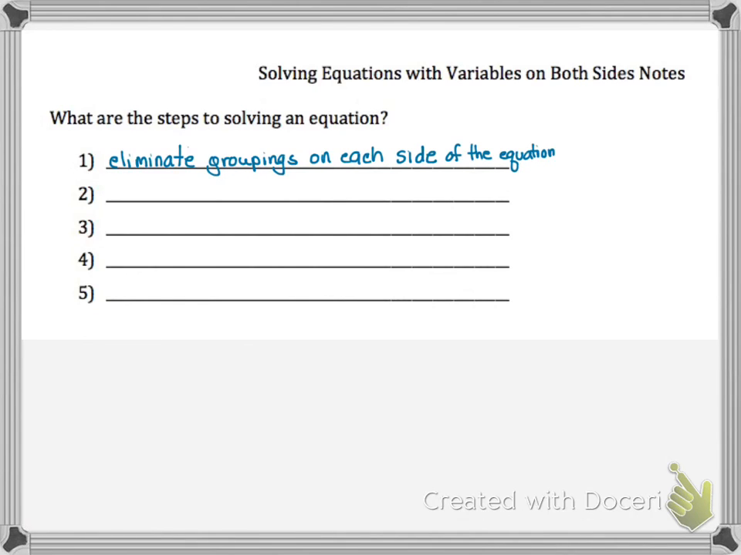Once we take care of distributive property or eliminating any groupings, we want to simplify each side, or simplify each expression, by combining like terms. Now you want to be careful there. You don't want to cross the equal sign. Like terms that are on one side need to stay on that side, but combine. Terms on the other side stay on that side and combine. So no crossing the equal sign in that step.